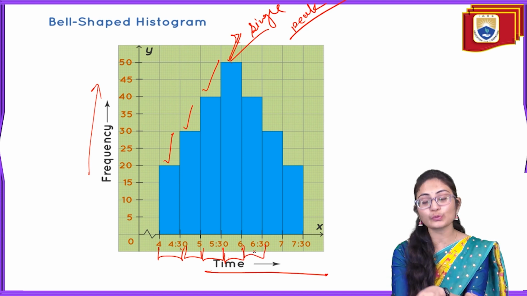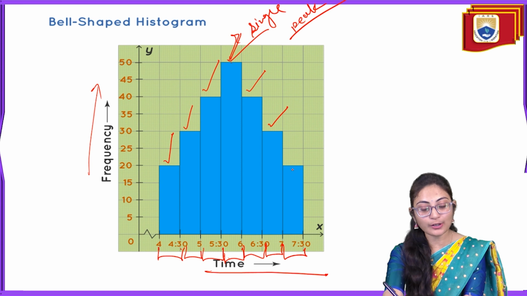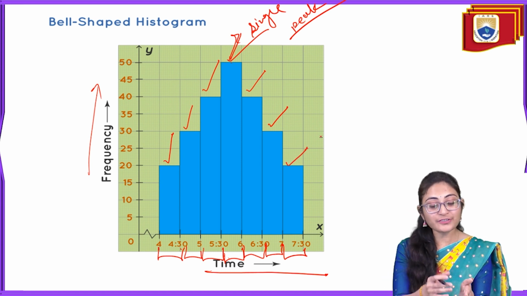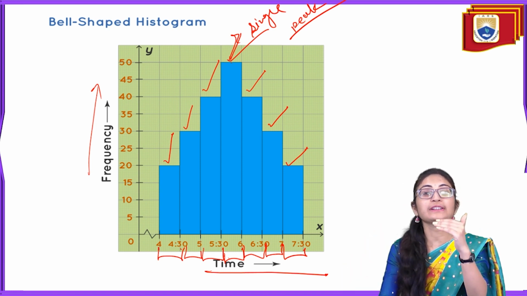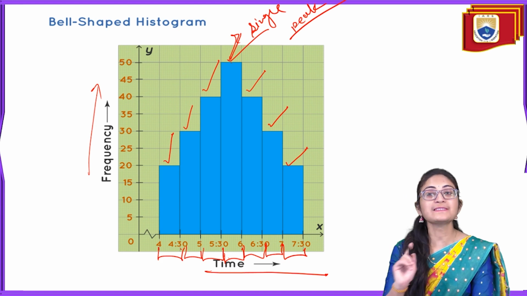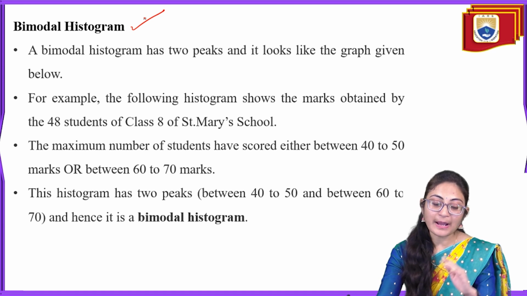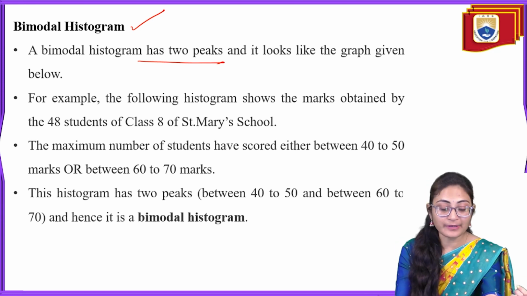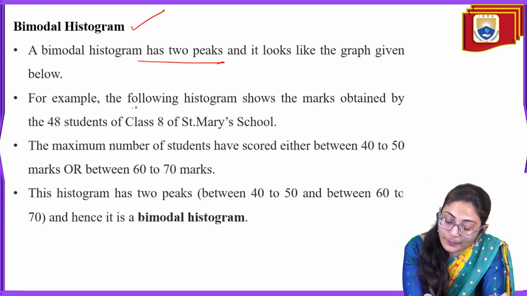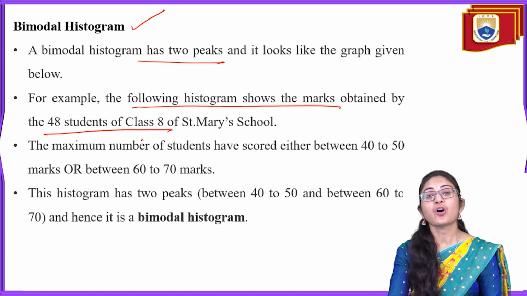And then 6 to 6:30, again there are 40 visitors. Then 6:30 to 7, there are 30 visitors. And 7 to 7:30, there are only 20 visitors. That means first your graph is increasing, and then your graph is decreasing. That means at one point there is one single peak. Only one single peak is available. Then the second one is the bimodal histogram. The bimodal histogram has 2 peaks, and it looks like the graph given below. For example, the following histogram shows the marks obtained by 48 students of class 8 of St.